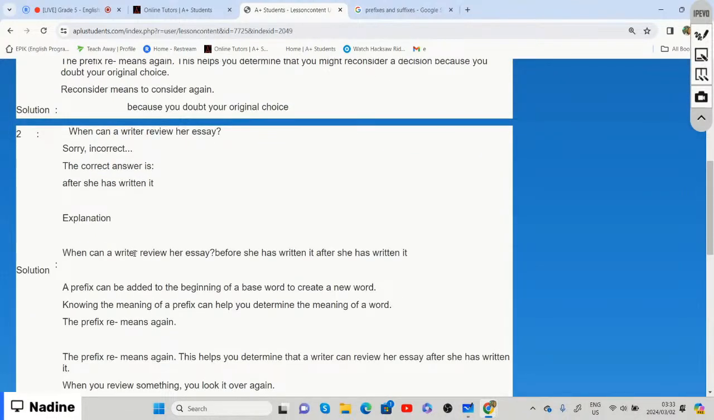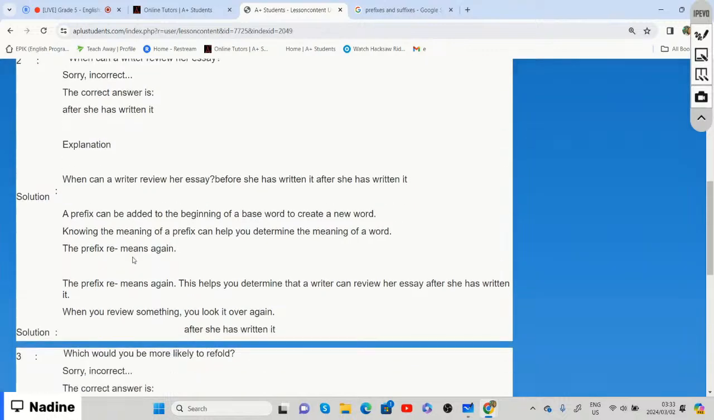When can a writer review her essay? When can a writer review her essay? And remember, as a writer, you basically review your essay after it is written. So after it is written, then you can review your essay.